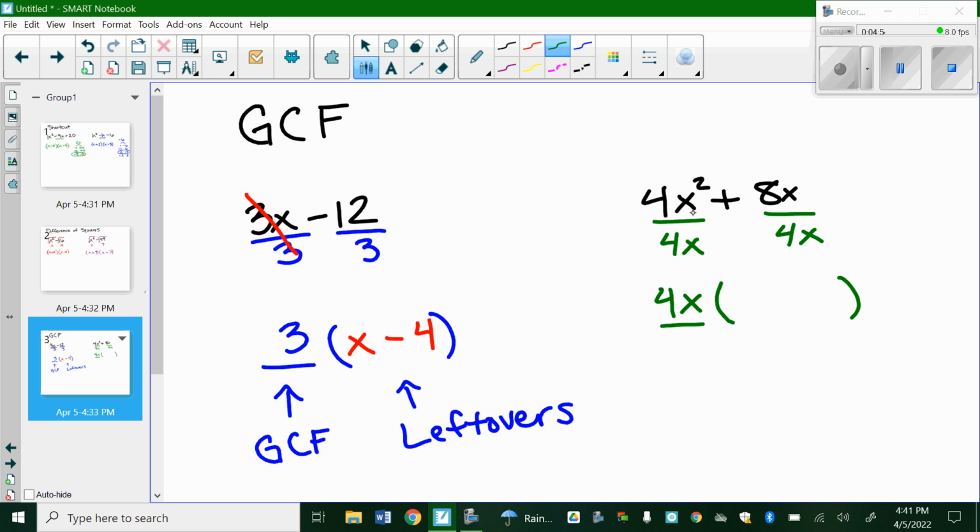leftovers in the parentheses. In this case, the 4's would cancel out. I had 2 x's, I took away 1, so I'm just left with 1x inside the parentheses. We can check that by 4x times x, we get 4x squared. And then here, 8 divided by 4, I get 2, and the x's cancel out, so I would just have a plus 2. 4x times x plus 2. All right, there's a review of your 3 factoring methods that you will see on the test the most.